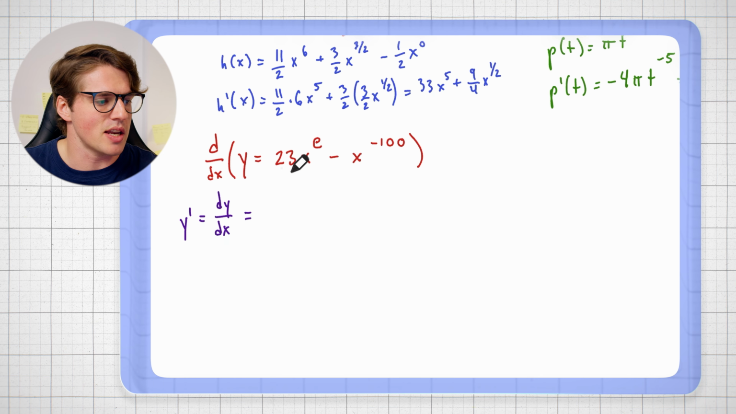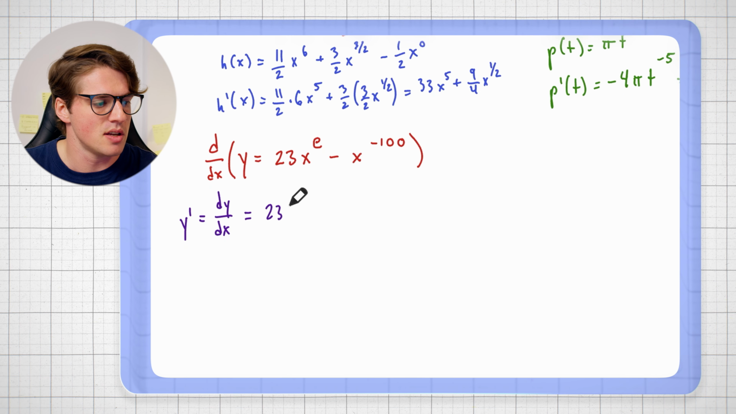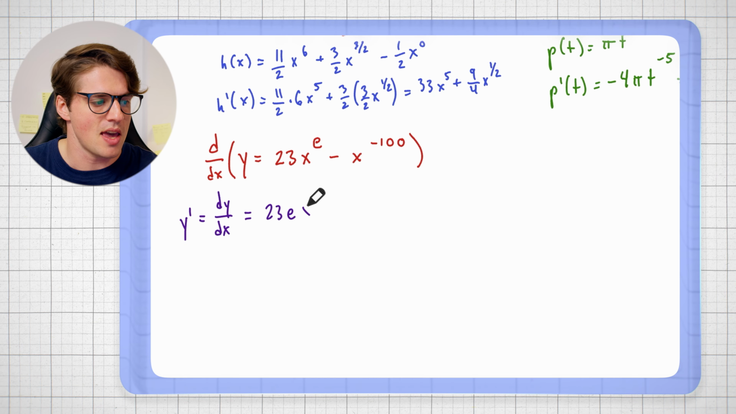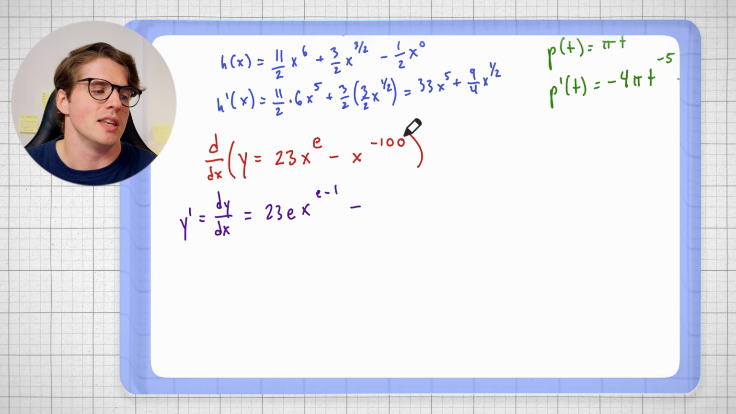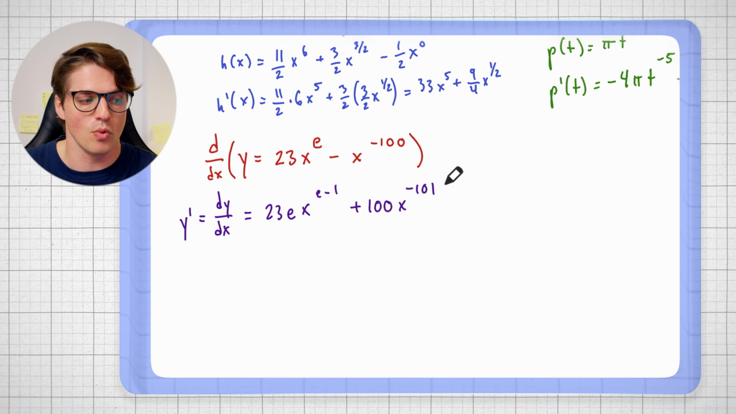Okay, and now power rule. 23 x to the e, we can still do this. 23 times e, e is just a number, x to the e minus 1, minus x to the negative 100. Negative 100 comes down, it'd be plus 100, x to the negative 101.